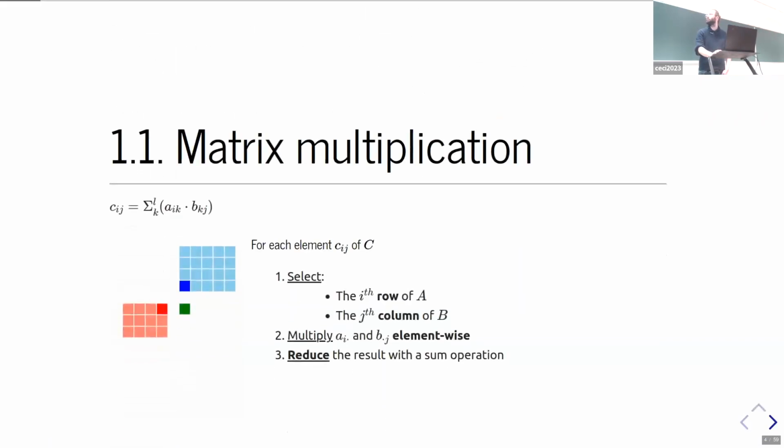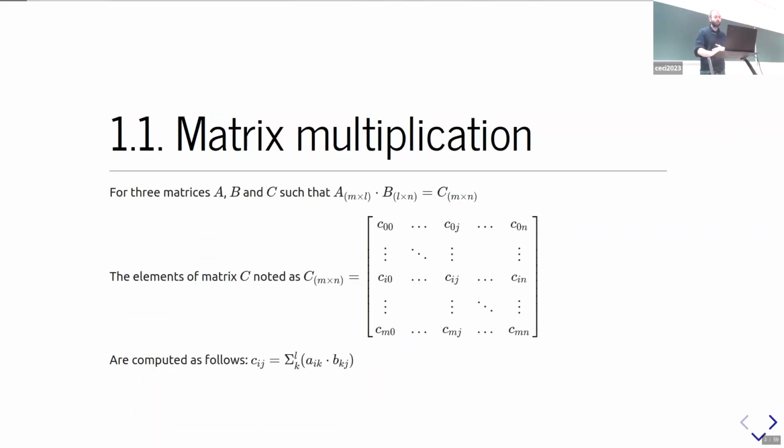This is the algorithm behind it. There is more than one algorithm to do that, but this is the mathematically correct way to do it. The idea is pretty simple. I want to compute the matrix multiplication of two matrices, A and B.